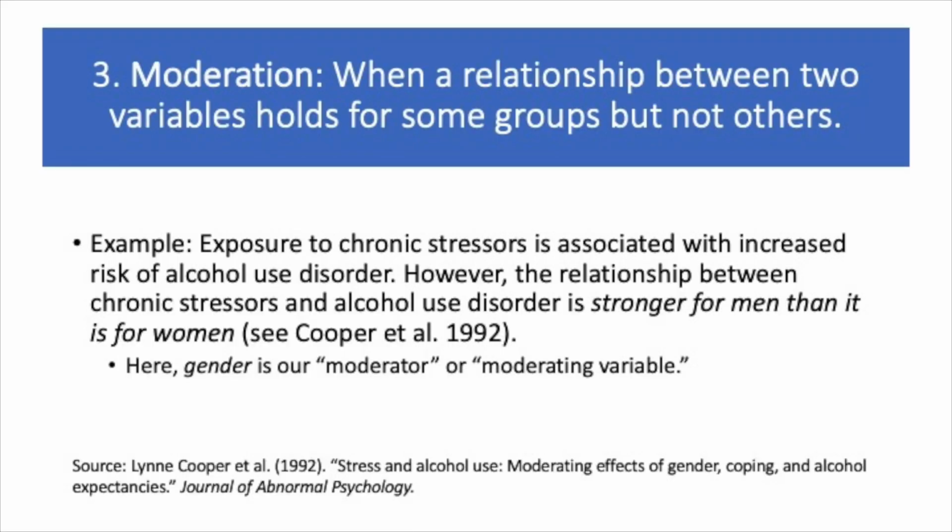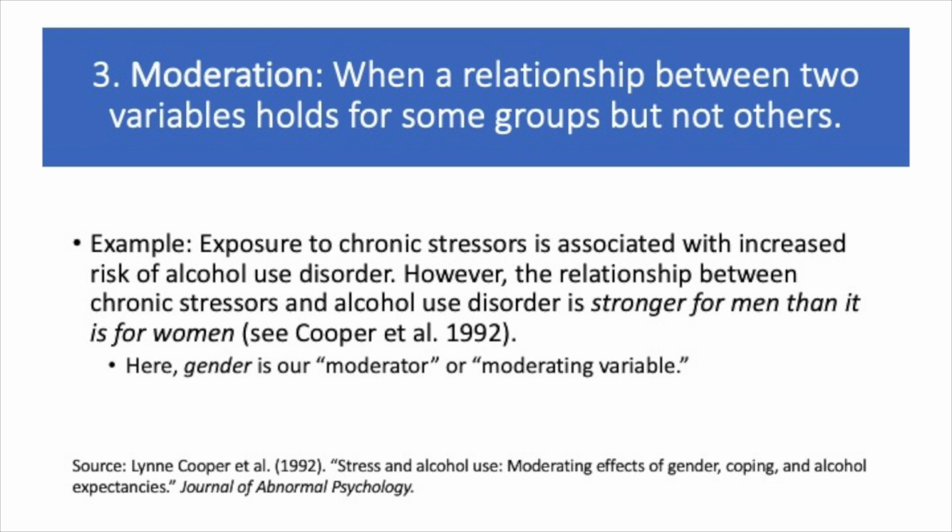And finally, here's the third type of multivariate relationship that we're going to discuss this week. This is moderation. To repeat from earlier in the module, moderation is when a relationship between two variables holds true for some groups but not for others. Okay? Again, let's do an example because I think this is helpful.